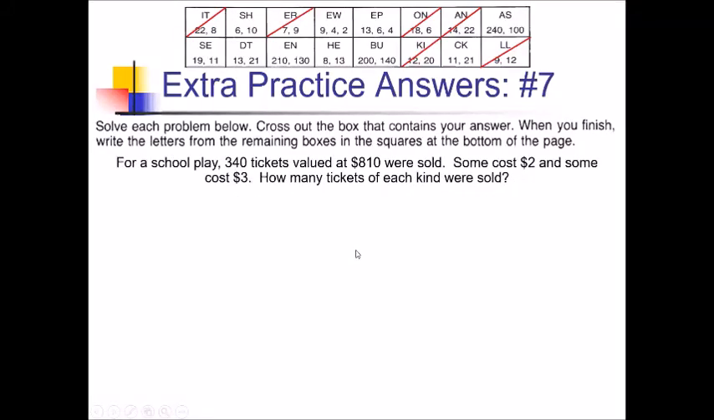All right, so I misspoke. This isn't the last problem, but it's the second to last. It's the last normal problem anyway. The last one is kind of a doozy. So we have a school play, 340 tickets valued at $810.